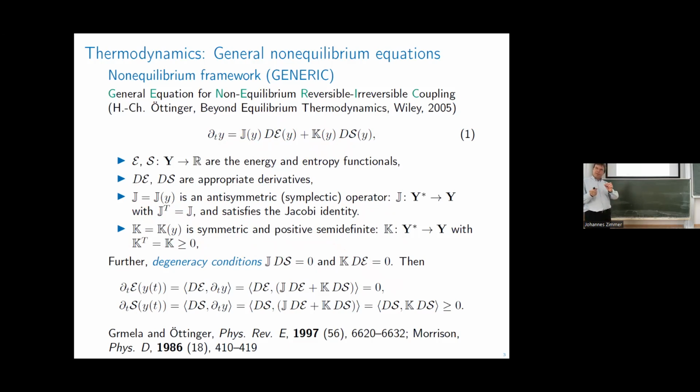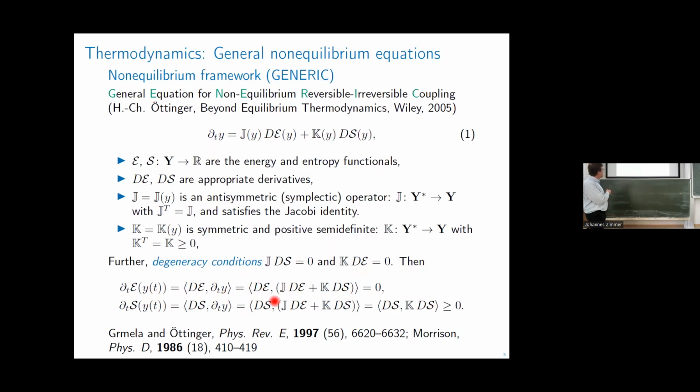If I feed, so to speak, the wrong argument in an operator, so I feed the entropy in the symplectic operator, I get 0. And if I feed the energy in the dissipative operator, I also get 0. Why do I need this? Well, with this non-degeneracy condition, it's very easy to compute. For example, how does the energy change? I look at the time derivative. I apply the chain rule. And then I plug in for the time derivative of y, the generic expression.